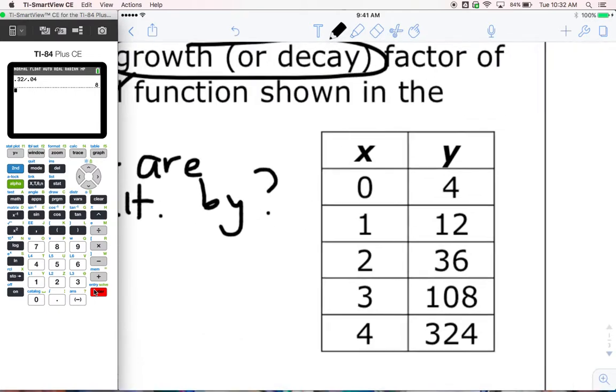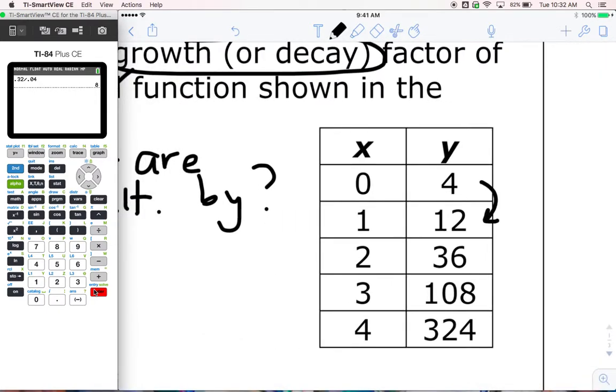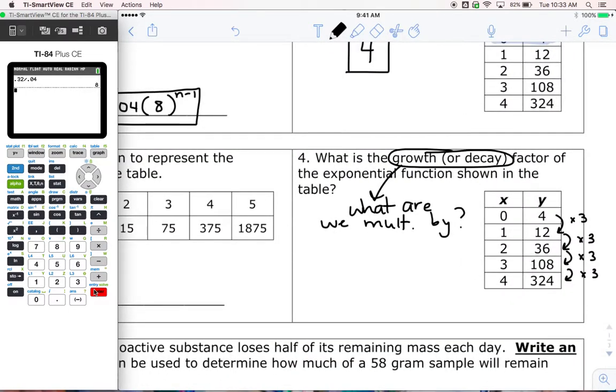So let's look. How do I get from 4 to 12? Well, it's times 3. How do I get from 12 to 36? Again, times 3. 36 to 108? You guessed it, times 3. So what is my growth factor or my decay factor? Well, it is a growth factor this time because it's bigger than 1, and it is 3.